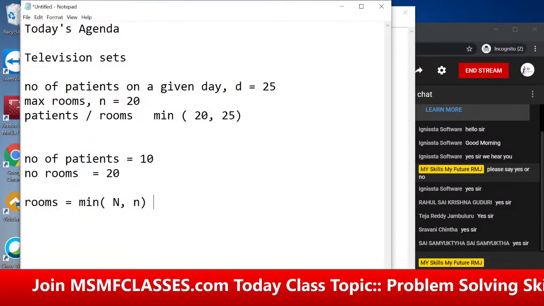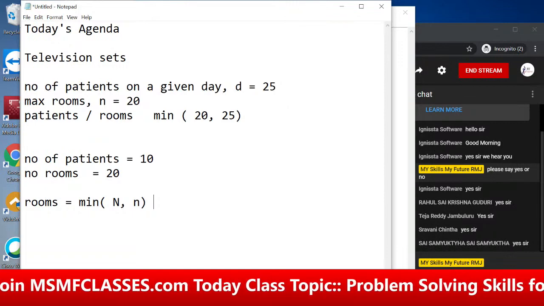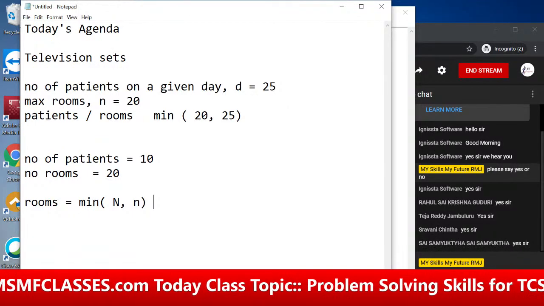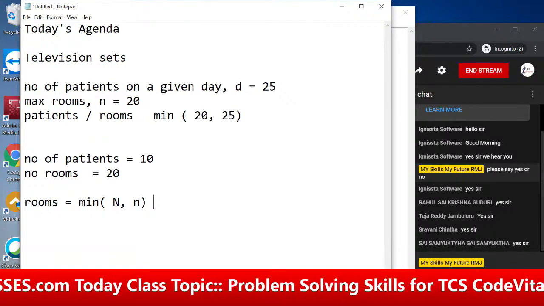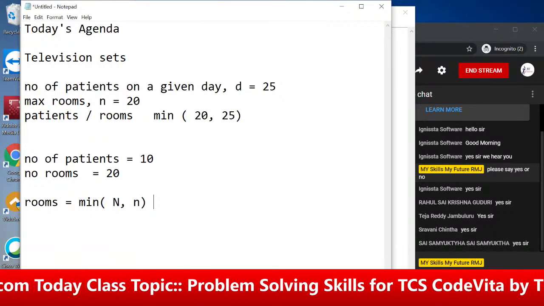Samyukta, Krishna, Teja Reddy, Shravani. What about others? Class started 10 minutes back and response is quite poor.